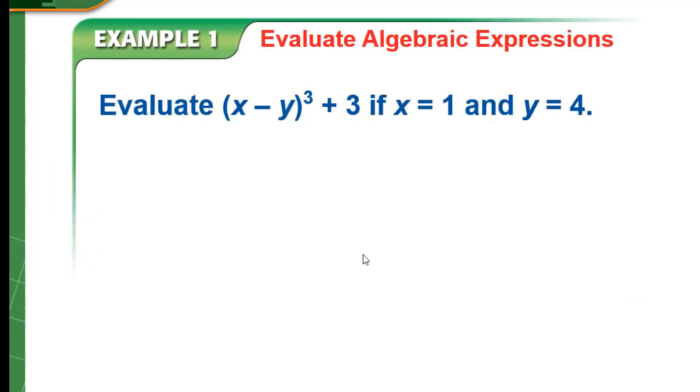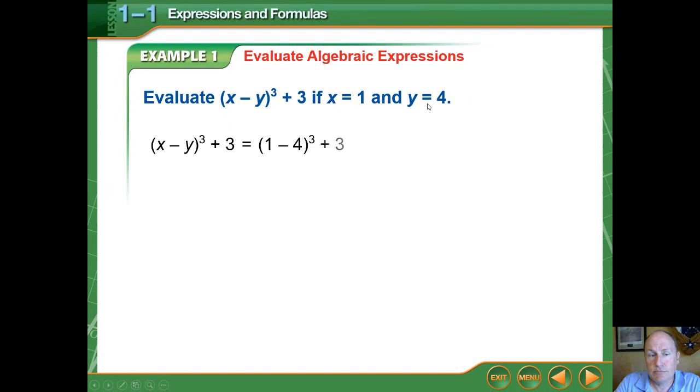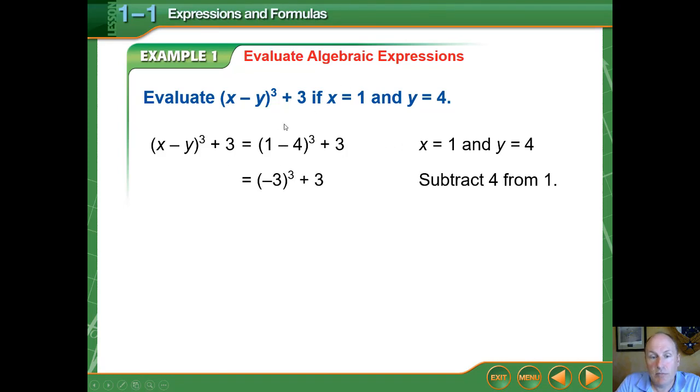So let's kick this off with an example. We're going to evaluate the algebraic expression x minus y, to the quantity to the third power, plus 3, given that the variable x is equal to 1 and the variable y is equal to 4. The first thing we're going to do is substitute those numbers in: 1 minus 4 being substituted for the x and the y. Then we're going to do this 1 minus 4 operation inside the grouping, inside the parentheses.